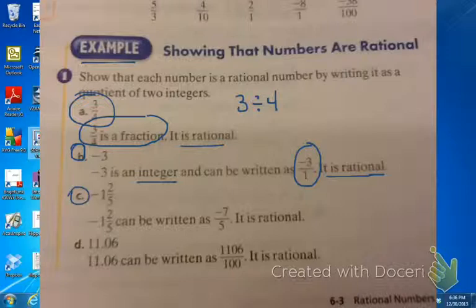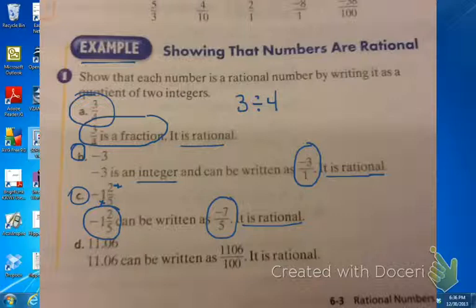C is a mixed number, but we can show this as an improper fraction. So again, 5 pieces to make one whole, and we have one whole, so multiply 1 times 5, add it to the number of pieces you have on the top, so 5 plus 2 more is 7, and keep that denominator the same. So -1 2/5 can be written as -7 over 5, so it is also a rational number.